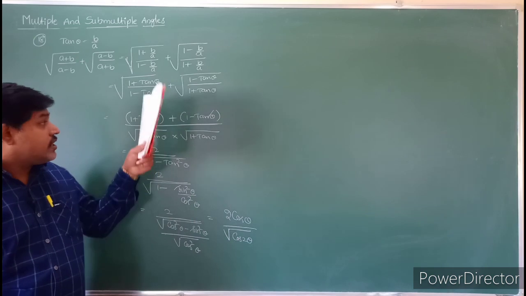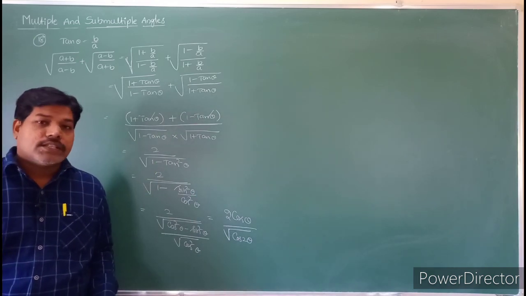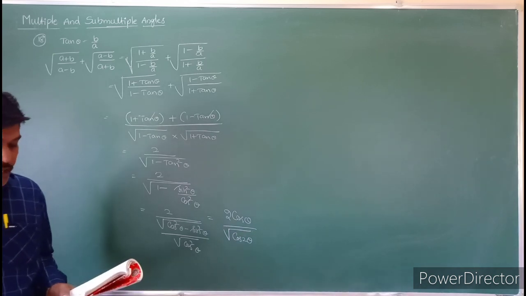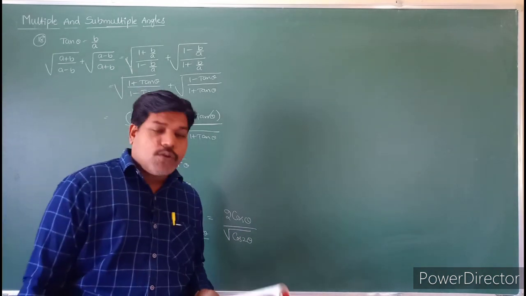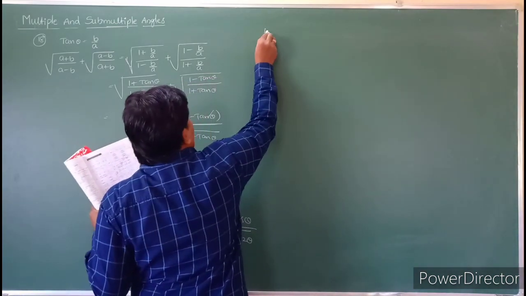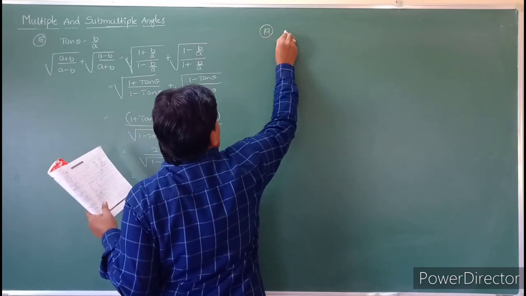Okay. So change all the terms into tan and do the simplification. You will get 2 cos theta by root cos 2 theta. Okay. So see that question, students, and see the next question, question number 19. This question is the CET 2019 question. So see that question, students.